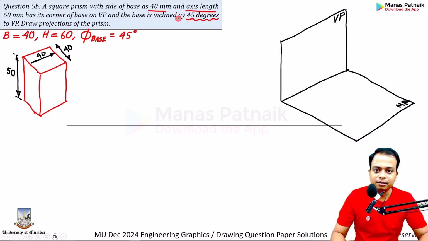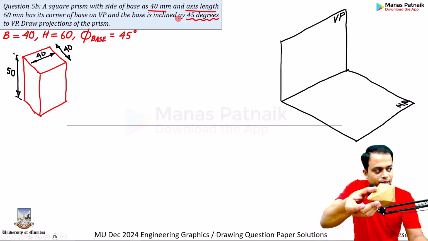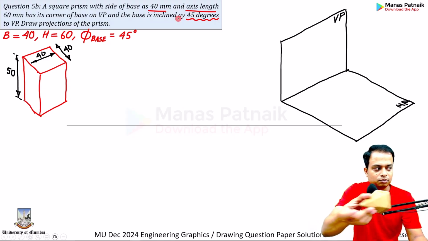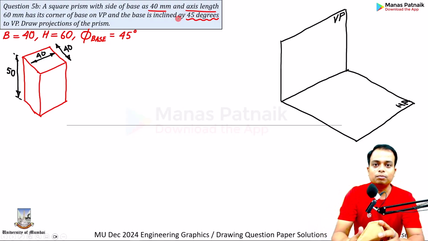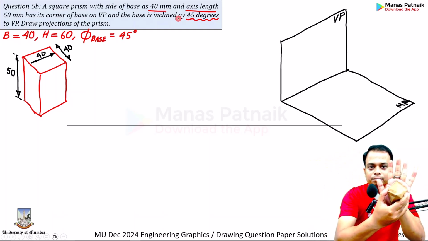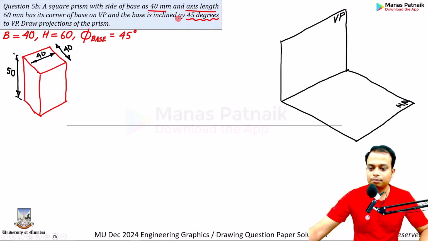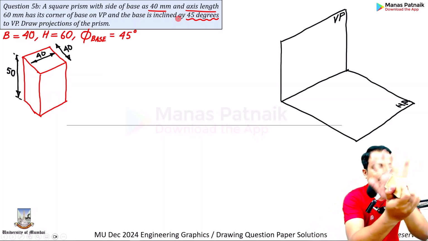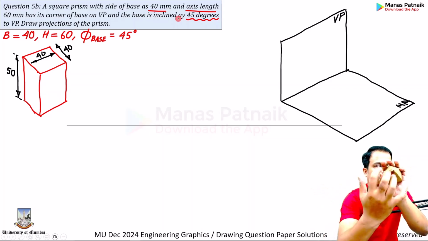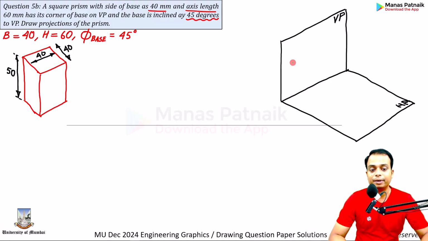Here you can clearly see the base is inclined to VP. That means the axis also, indirectly, is inclined to VP in this fashion. Axis inclined to VP, this way or this way. So you have to assume that the solid is resting with its base on VP. Okay, so from where can you see the true shape? Sir, the true shape of this base can be seen from the front, right? So you have to begin by making the front view.